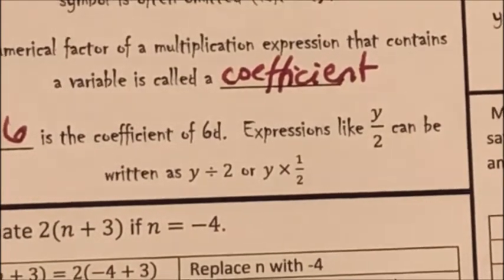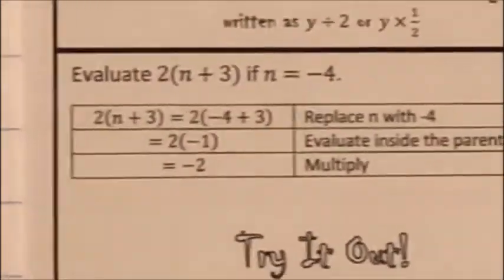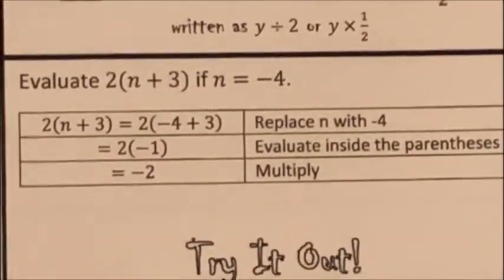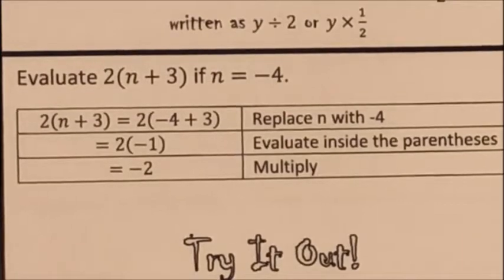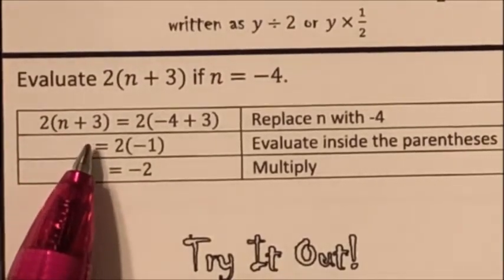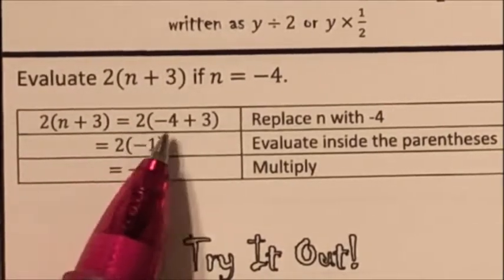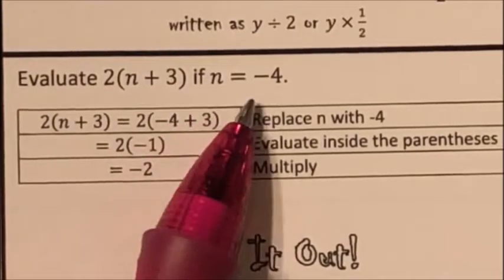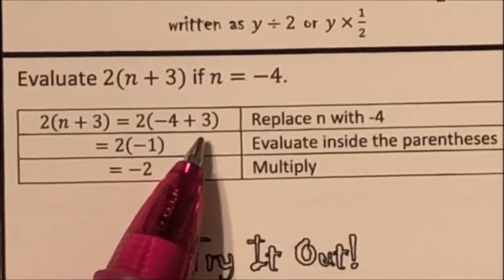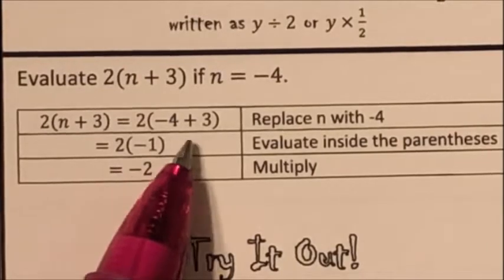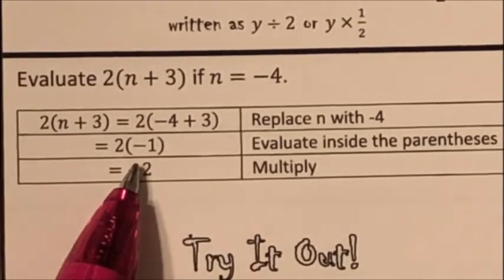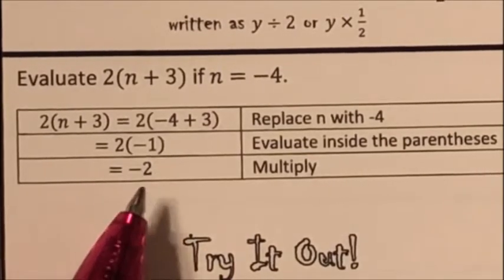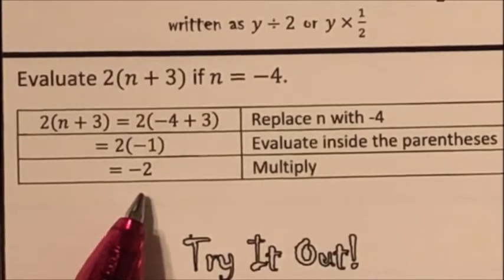Okay. So here's an example of evaluating an expression. Evaluate 2 times (n plus 3) if n equals -4. So I have 2 times the quantity n plus 3, and that's going to equal 2 times, all I did was I took this n value and I put it in, -4 plus 3. Remember, do what's inside the parentheses first. -4 plus 3 gives me -1. -1 times 2 is -2.